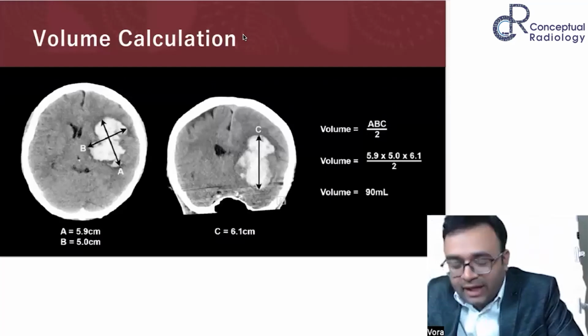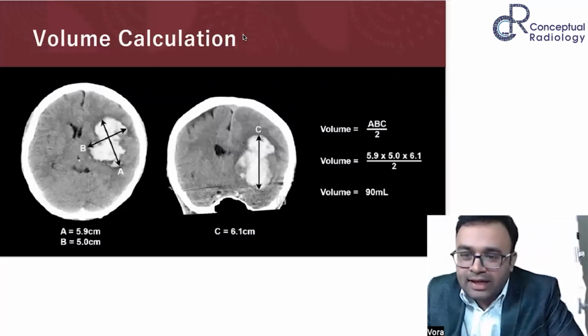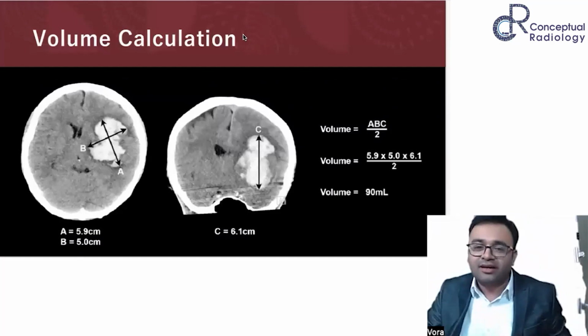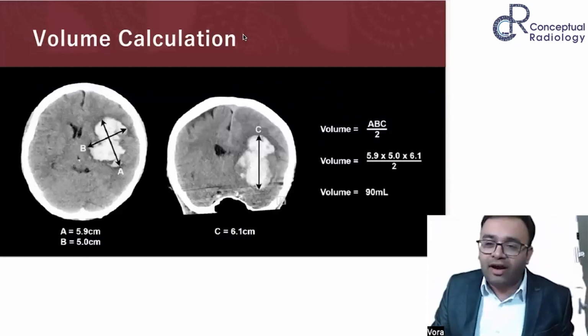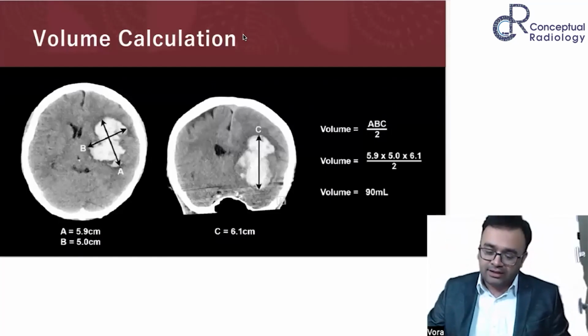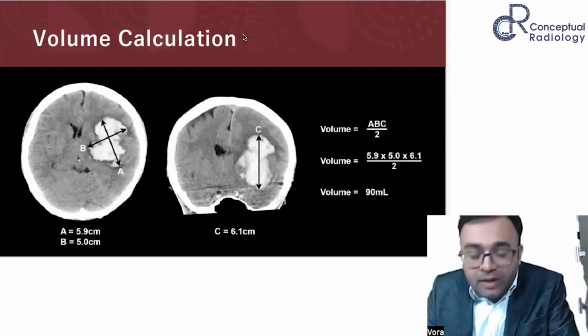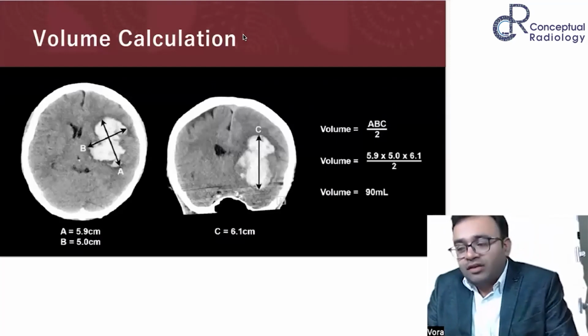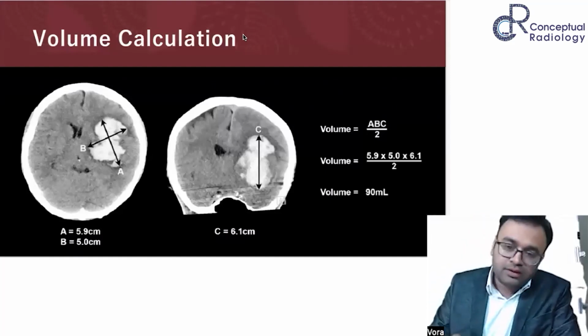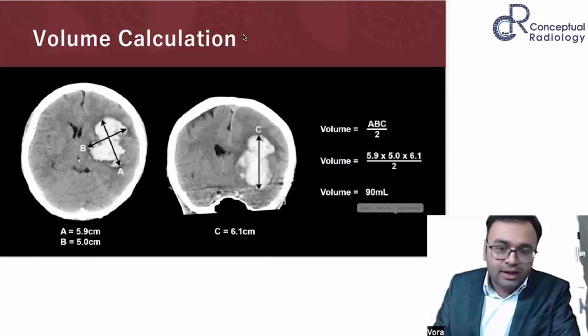Not that they cannot calculate, but generally people get lazy and they want to call up the radiology SR at 2 o'clock in the night. Though I really advocate my residents to calculate on their own, generally they call up the radiology SRs to ask what is the volume of the bleed, because everyone is fixated on whether it is greater than or less than 30 ml. So you will have to practice calculating it.